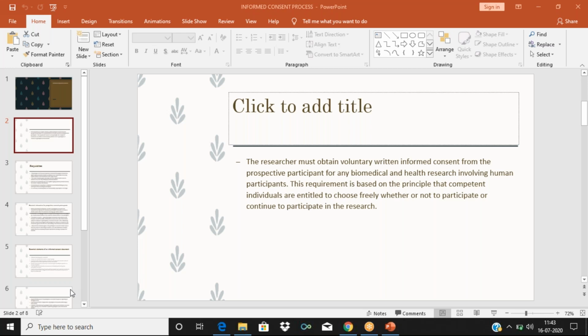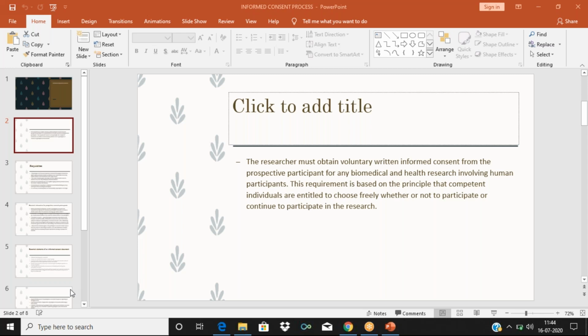Here we mainly need to know three things. One is that it is voluntary, and it is mandatory, and the participant is always free to withdraw from the study also. So those are the main aspects of this voluntary written informed consent.